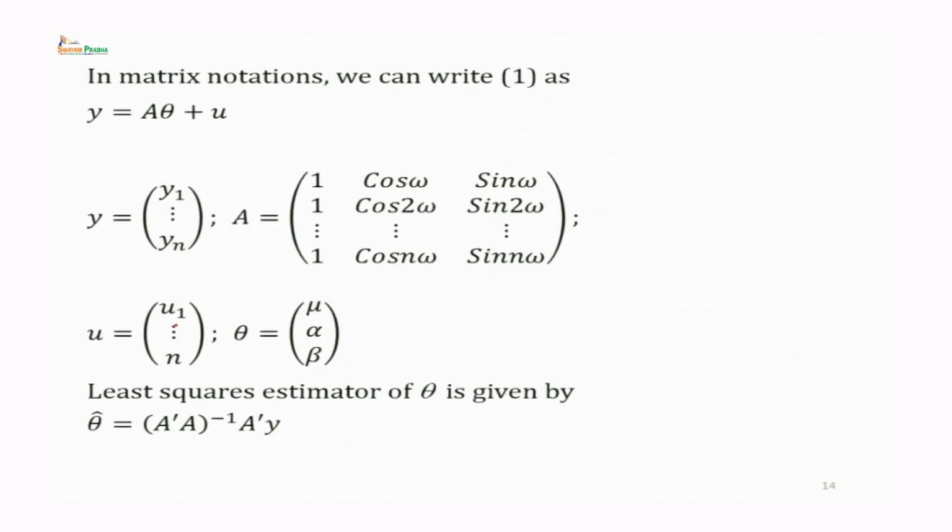Then u is equal to u 1, u 2, u n. Theta consists of the parameter vector mu, alpha, beta: mu is the intercept term, alpha is the coefficient of the cos term, beta is the coefficient of the sin term. Then for this model, the least square estimator of theta is obtained as A transpose A inverse A transpose y. So, this is the least square estimator of theta, theta hat equal to A transpose A inverse A transpose y.